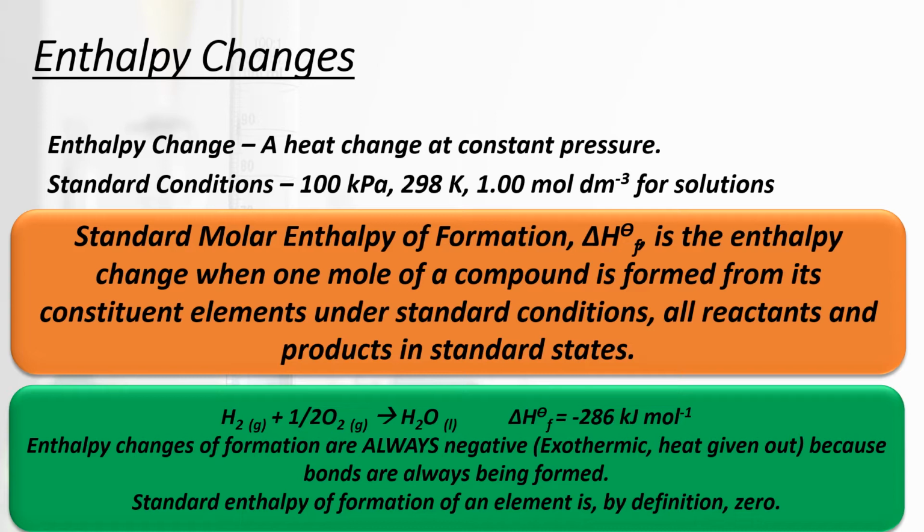Now, we also talk about the standard states of reactants and products. The standard state is how that reactant or product exists under those standard conditions. So essentially, if you were to have that in front of you at room temperature and pressure, what would it look like? Would it be a solid, a liquid, or a gas? For example, carbon at 25 degrees Celsius at room temperature and pressure is a solid, and we use the graphite allotrope of that.